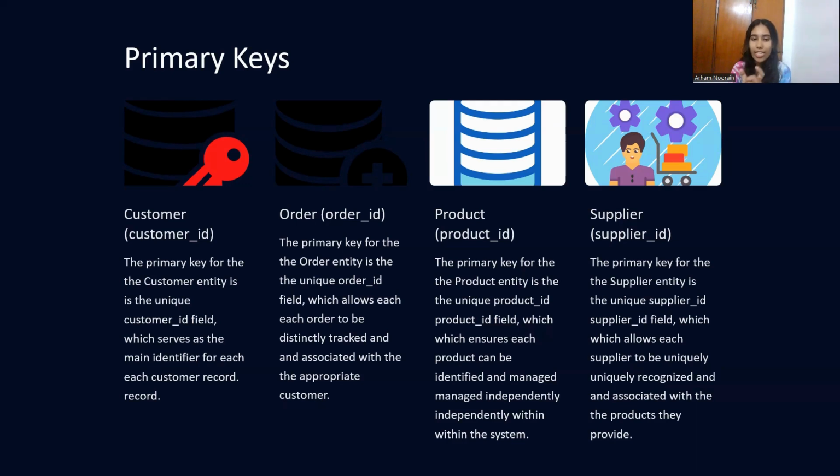That's how we write it in the syntax, which allows each order to be distinctively tracked with the appropriate customer. Product ID: the primary key for the product is the unique product ID field, which ensures the product can be identified and managed independently within the system. Supplier ID: the primary key for the supplier is given as supplier_ID in syntax, which allows each supplier to be uniquely recognized and associated with the products that they provide.